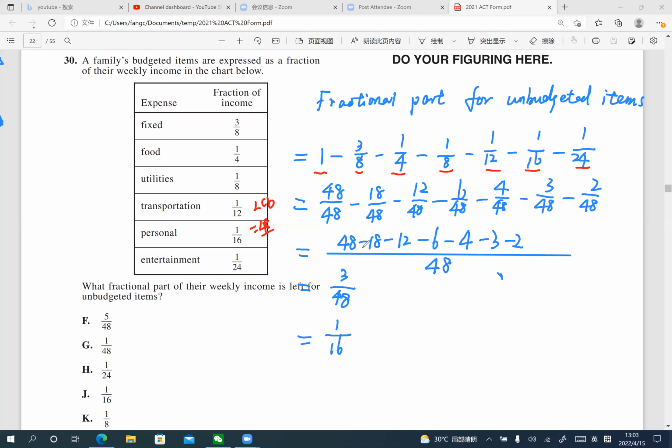Next step, subtract the numerators. So 48 minus 18 is 30. 30 minus 12 is 18. 18 minus 6 is 12. 12 minus 4 is 8. 8 minus 3 is 5. 5 minus 2 is 3. So the numerator is 3. The denominator is 48. After we simplify it, we get 1/16. So we should choose option J.